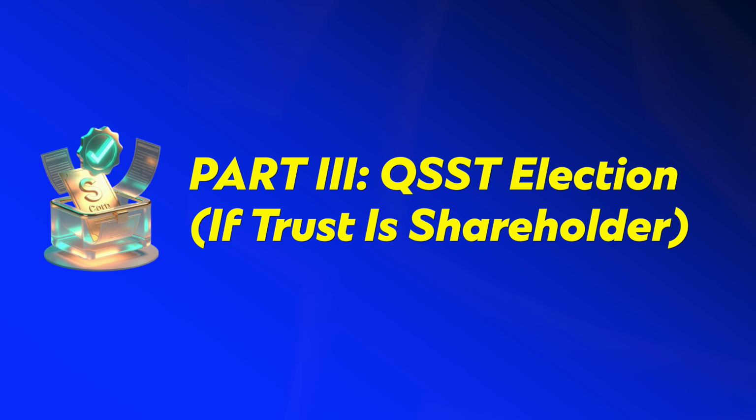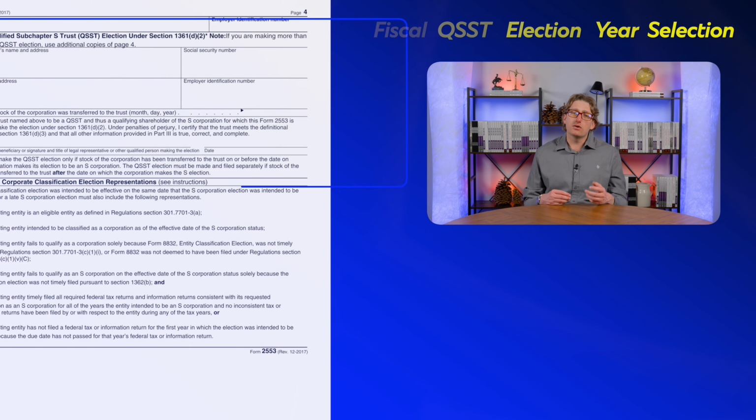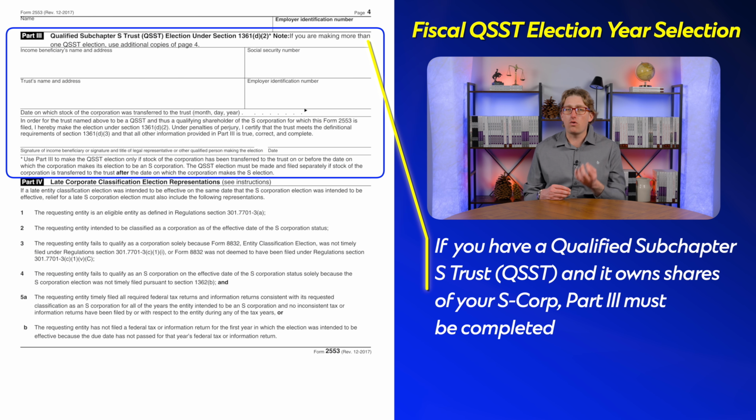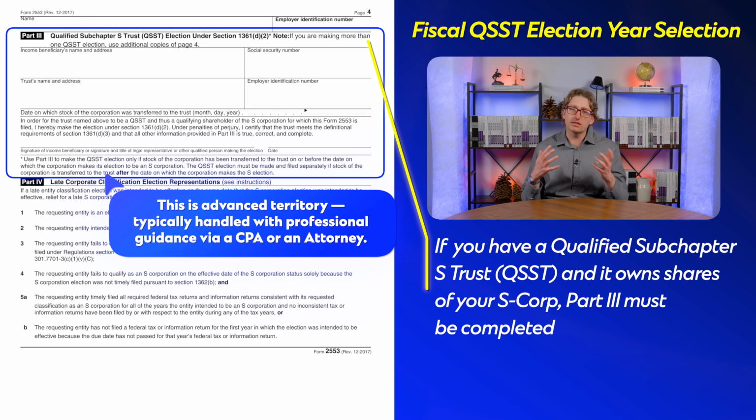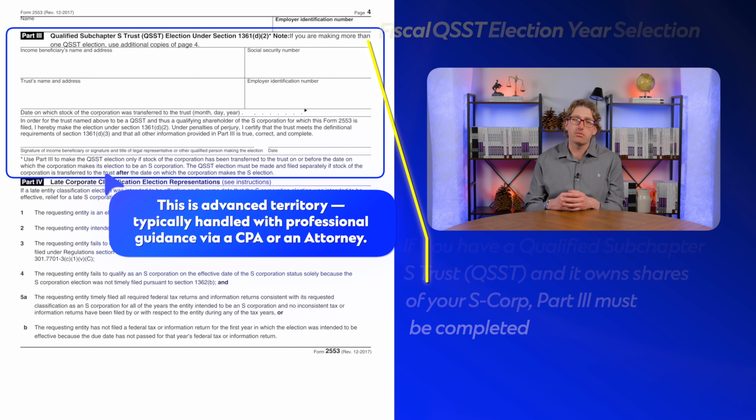Part 3 is the QSST election, if a trust is the shareholder in an S-corp. QSST stands for Qualified Subchapter S Trust, and if you have a QSST that owns shares of your S-corp, then Part 3 must be completed. Now I should mention here, this is advanced territory, and it's typically handled with professional guidance via a CPA or an attorney. But if you have a trust and it owns your S-corp, it may apply.